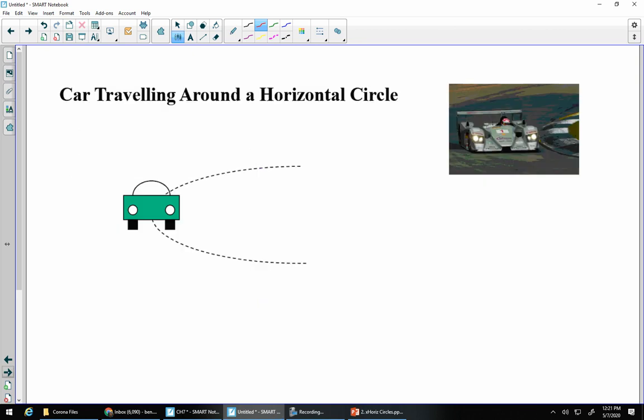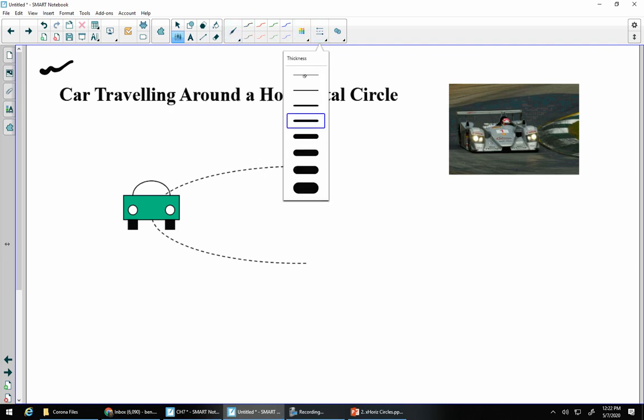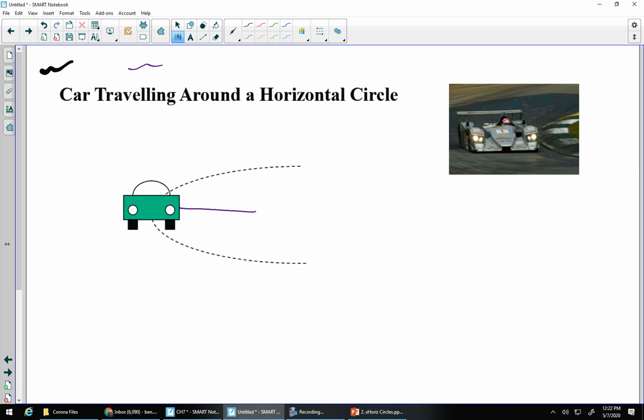Okay, next one that we want to talk about here, and this is our last example, is a car going around a horizontal circle. So there's a race car going around a horizontal circle, radical. What's preventing it from sliding out and crashing? That is absolutely 100% correct. Friction. Okay, so friction is the thing that is causing my centripetal acceleration in this case.